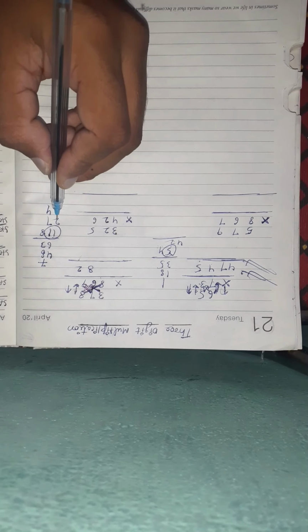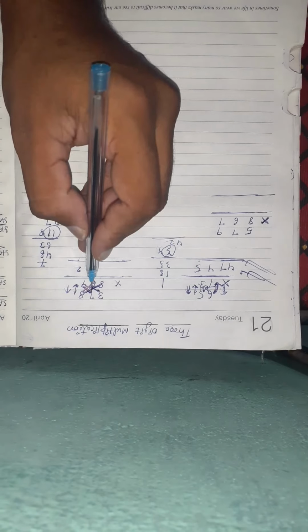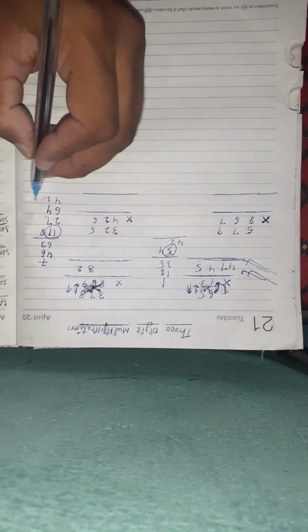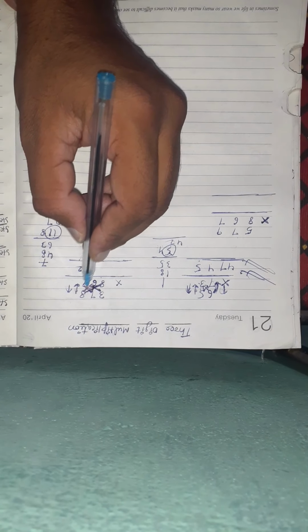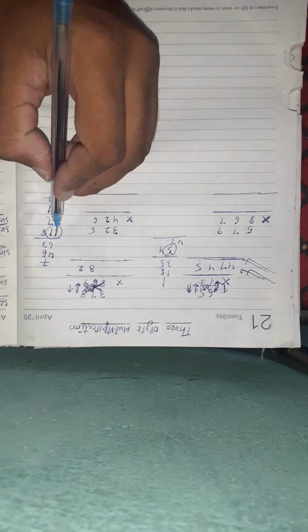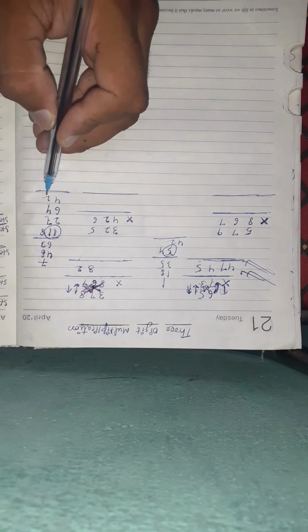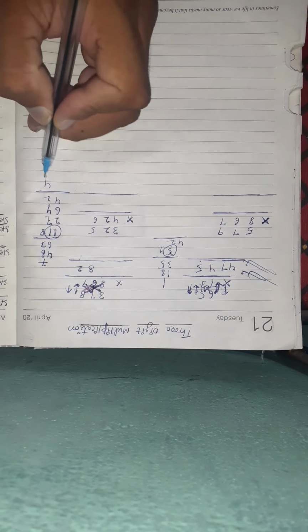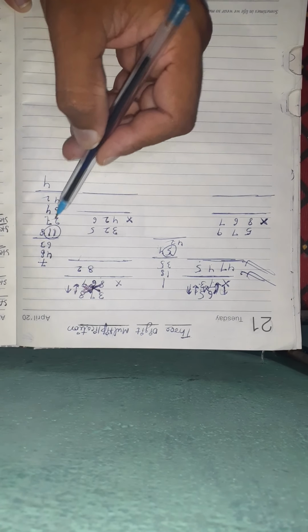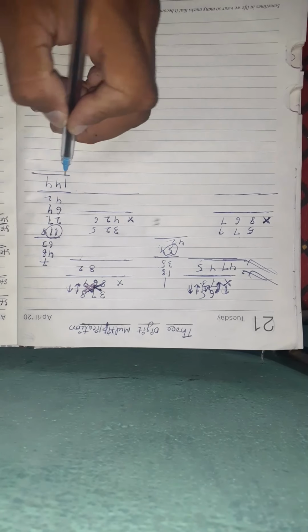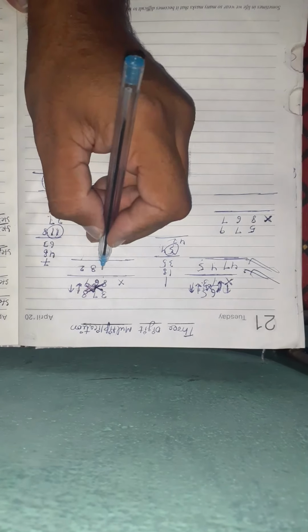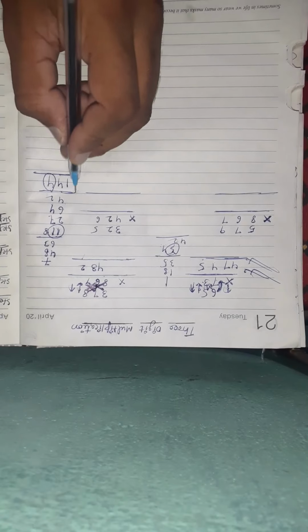8 times 8 is 64, and 7 times 6 is 42, and 11 is the carry which comes from the previous calculation. Okay, now we have to add all. 7 plus 4 is 11, 12, 13, 14, 1 carry, 144. So 4 is the unit digit and 14 is the carry.